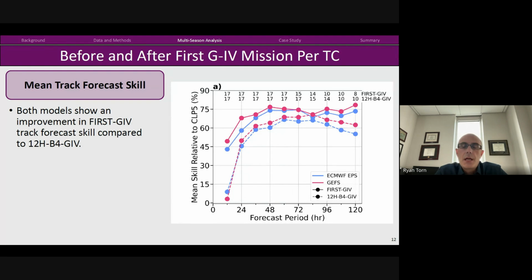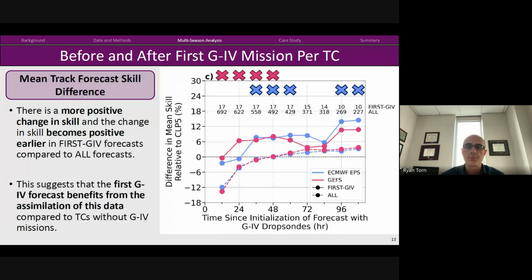So again, we're looking at track skill relative to Clipper. Now the solid line is the forecast initialization with the G4 data, the first one with G4 data for each storm. The dashed line is the forecast that comes right before that. And so you see again an increase in skill for the forecast that occurs with the G4 data versus the one just before that, indicating that the introduction of the dropsonde data is making for more skillful forecasts. And if you go to the next slide, please.